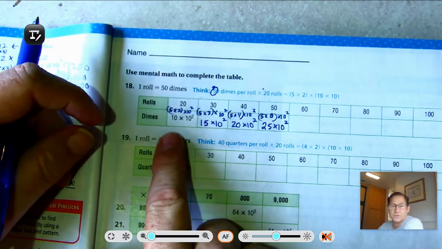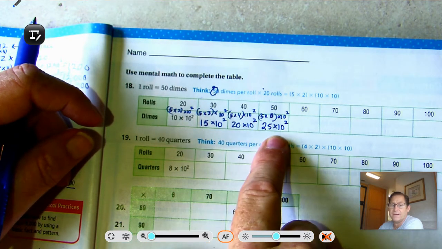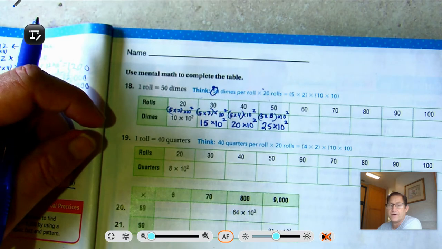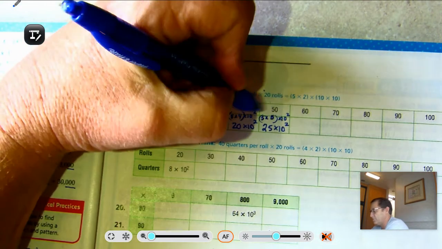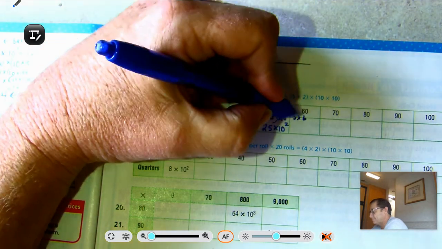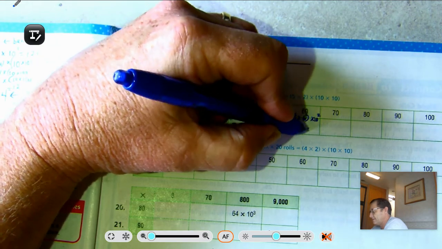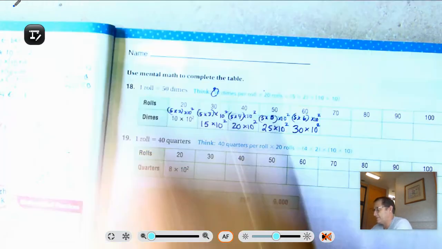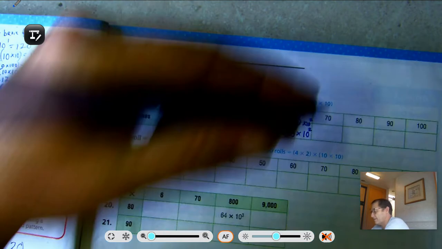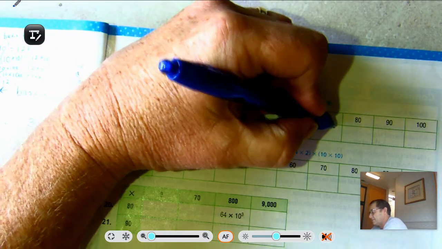We should also start noticing a pattern here. 10, 15, 20, 25 times the second power of 10. So this next one should be 5 times 6 times the second power of 10. So 30 times the second power of 10. The next one would be 5 times 7 times the second power of 10.